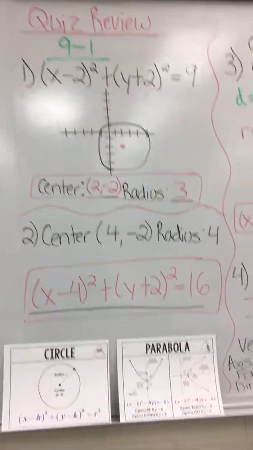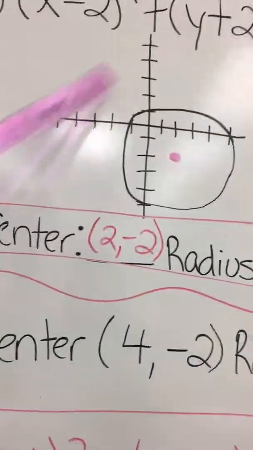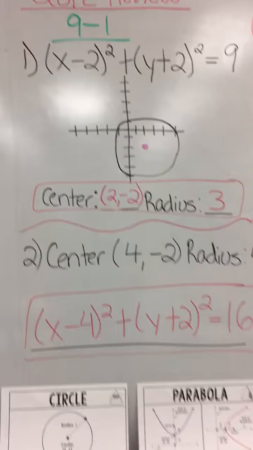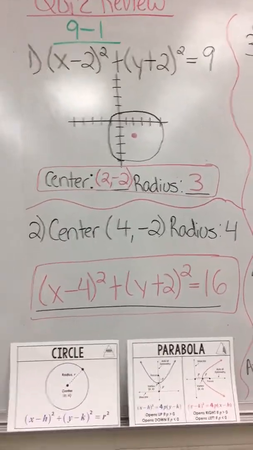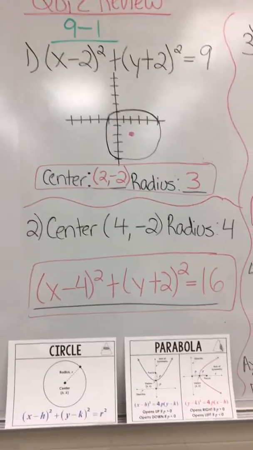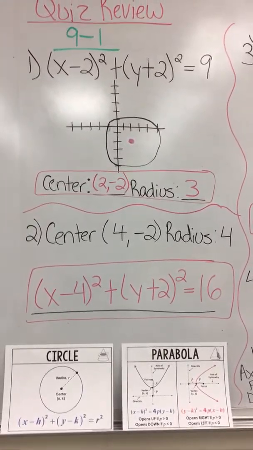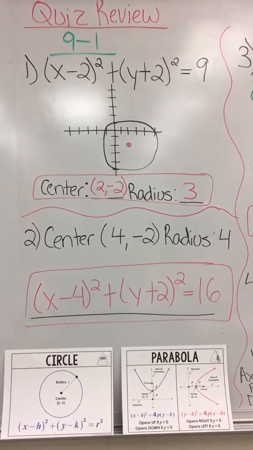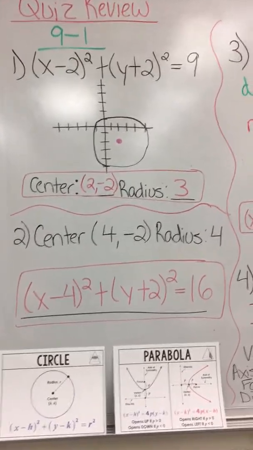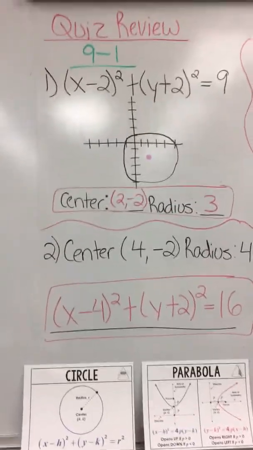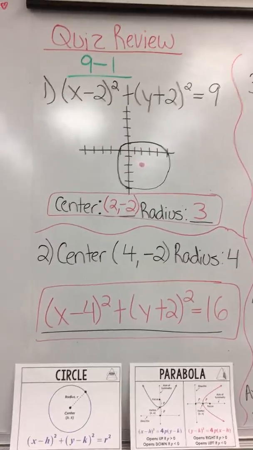Now for problem number 1, you're going to be given just this graph right here. You're not going to be given the equation, you have to solve for the equation. In order to do that, you need to figure out your center point, what coordinate that is. Sorry, my circle looks like a square, but it's supposed to be a circle. The center is located by going right 2 and then down 2, so your center is at (2, -2).